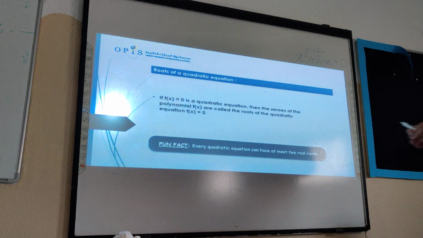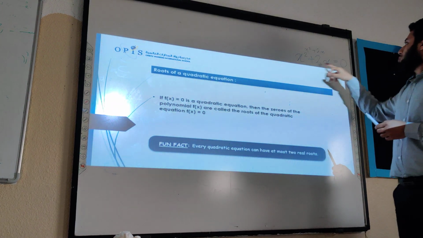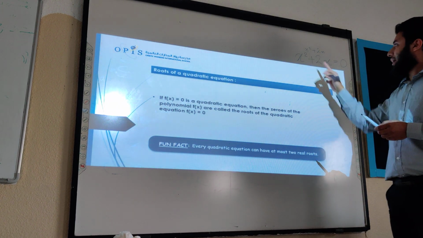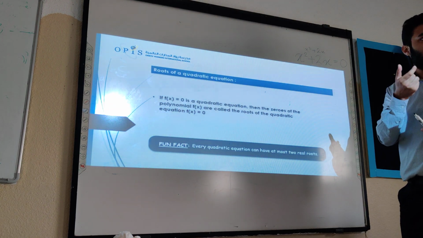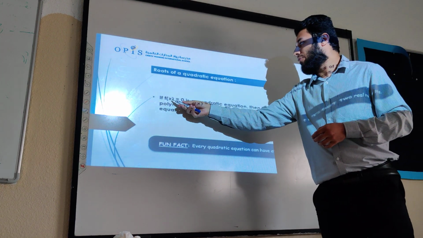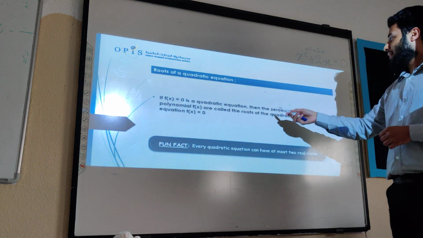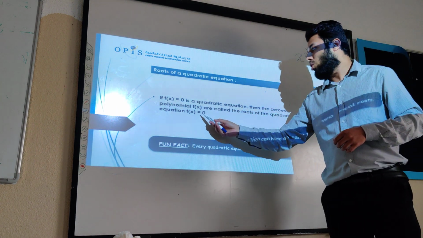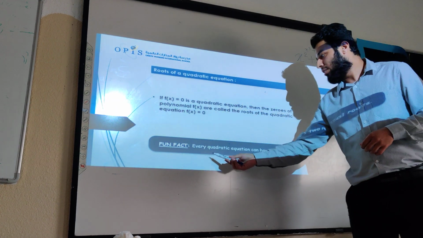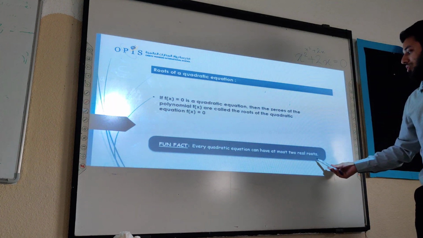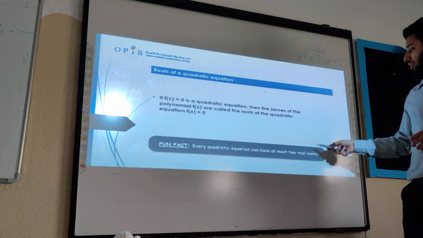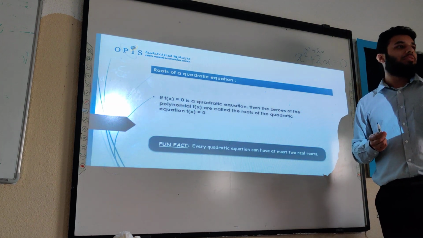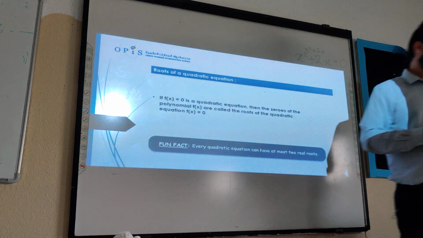Okay, roots. To solve quadratic equations, the values which we put in for x so that the result is 0 are called the roots. So if f of x equals 0 is a quadratic equation, then the zeros of the polynomial f of x are called the roots of the quadratic equation f of x equals 0. Fun fact: every quadratic equation can have at most 2 real roots. So we will have 2 answers, 2 roots, that satisfy the whole equation.